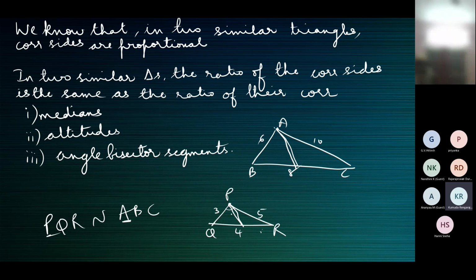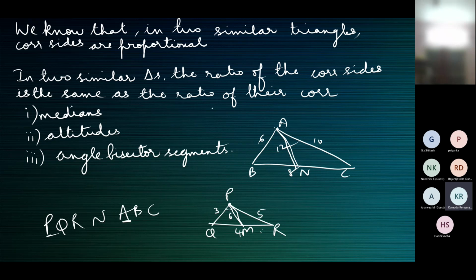For example, children, say 6 centimeters. Supposing the length of the median PM is 6 centimeters, then the length of the corresponding median AN in the other triangle will be 12, because the ratio is 1 by 2. Everywhere that ratio will be maintained.